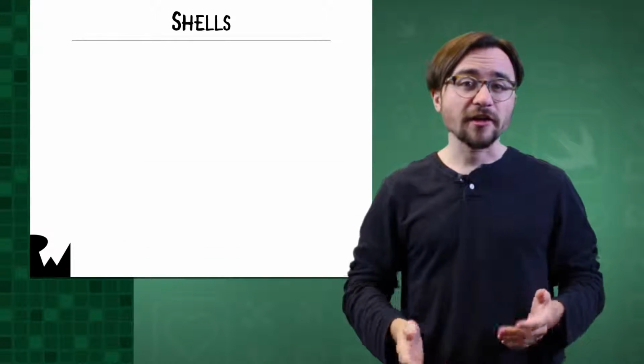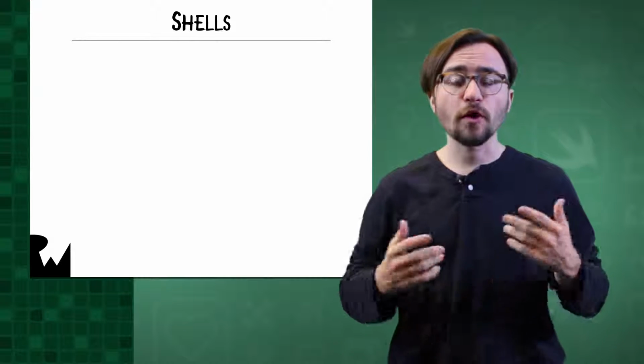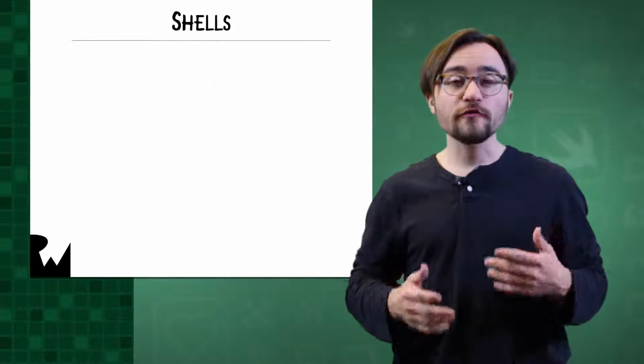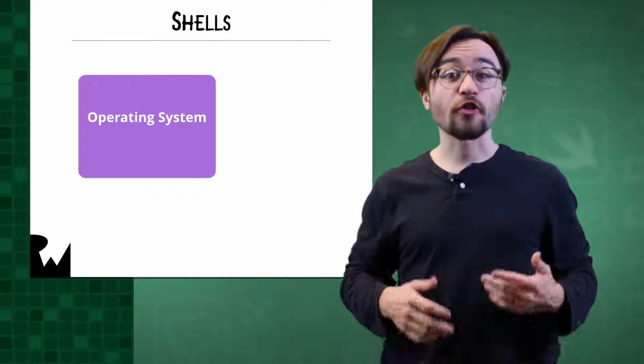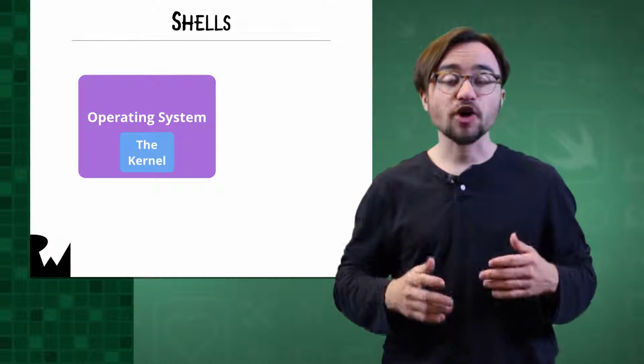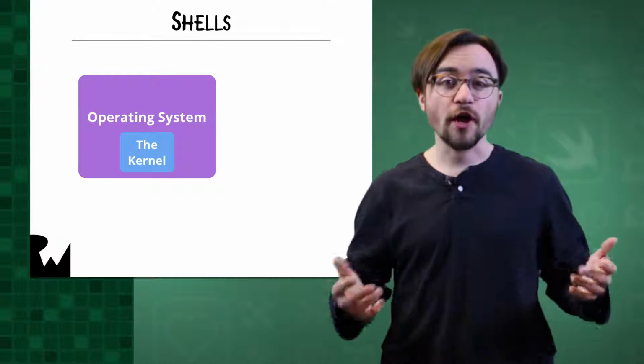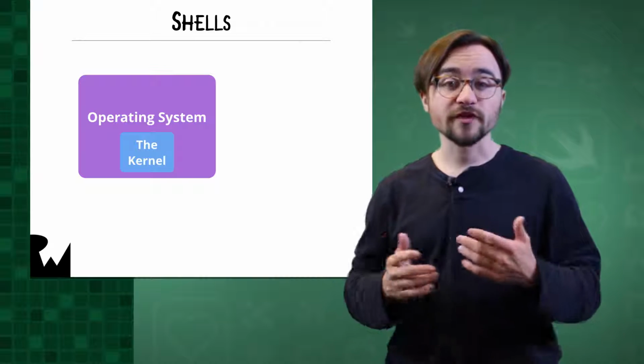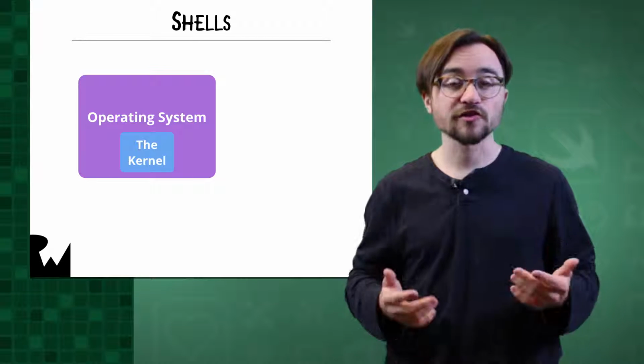So what the heck is a shell exactly? Well, to answer that, let's step back a little bit first and think about what exactly a computer is. At the core of your operating system, there's a little nugget called the kernel. The kernel's job is to manage all the other pieces of software that are running on the system. This can include other parts of the operating system, as well as any applications the user loads.